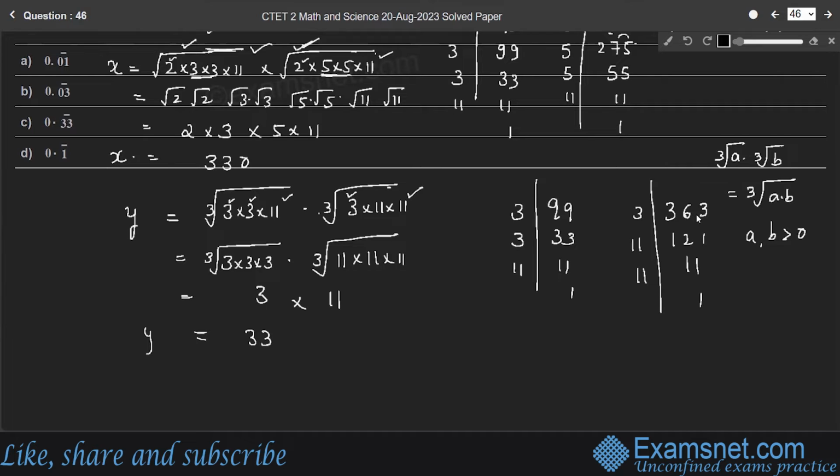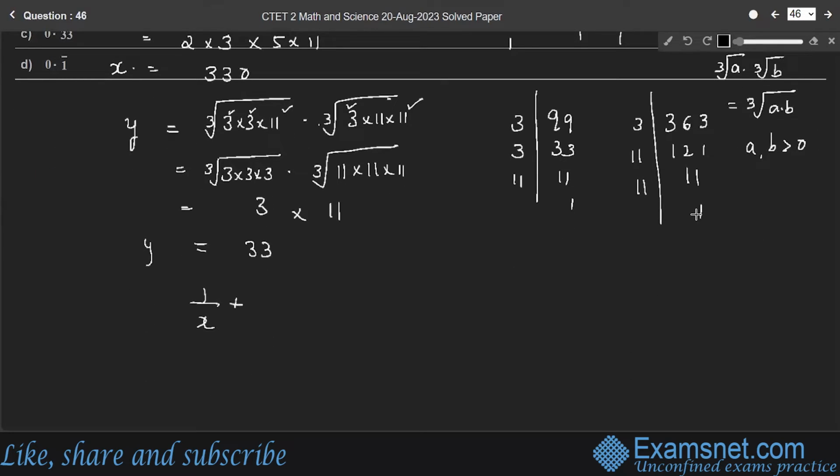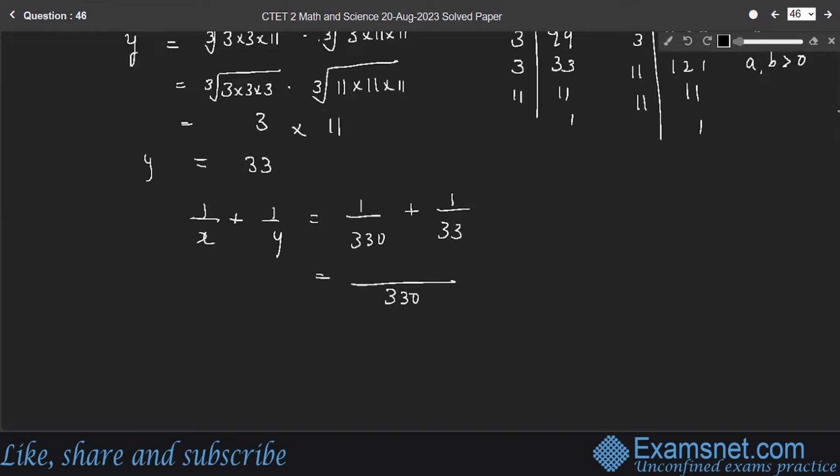33. Right? Here the question is to find 1 by x plus 1 by y. Right? So we'll consider 1 by x plus 1 by y. So 1 by x is 1 by 330 plus 1 by y is 1 by 33. Here students, 330 is the LCM because both the numbers, 330 and 33, are divisible by the LCM, right? Or 330 is the lowest common multiple of both 330 and 33. So the numerator becomes 1 because 330 into 1 is 330. So numerator into 1 plus 33 into 10 is 330. Hence numerator into 10. So it becomes 10. Therefore we have 11 by 330.